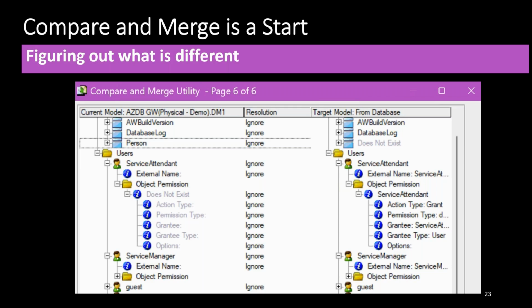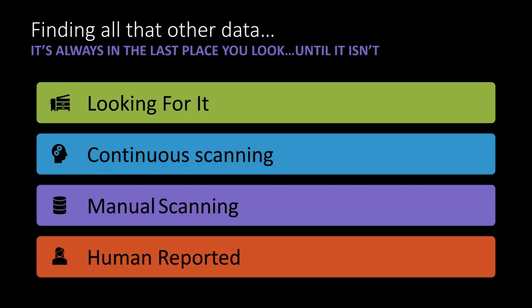And in this particular example, I'm seeing a difference in database user accounts, the service attendant, what the grants are, sometimes the definitions, what the external name is. That's one particular thing. I'm betting a lot of us working with data models aren't reverse engineering this type of data. Even if we're not responsible for setting it, I believe it should be stored in the model so we can also keep track of which group has which rights to which data. So finding all that data, it's always in the last place you look until it isn't.